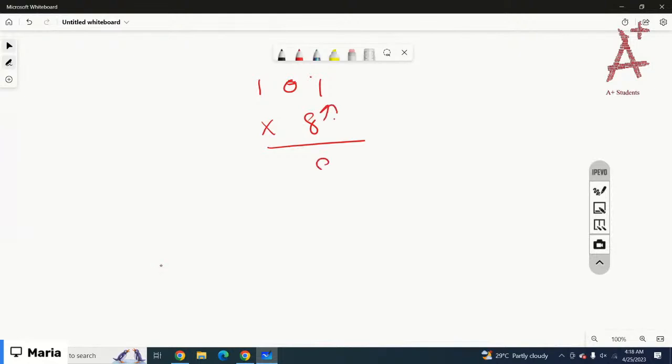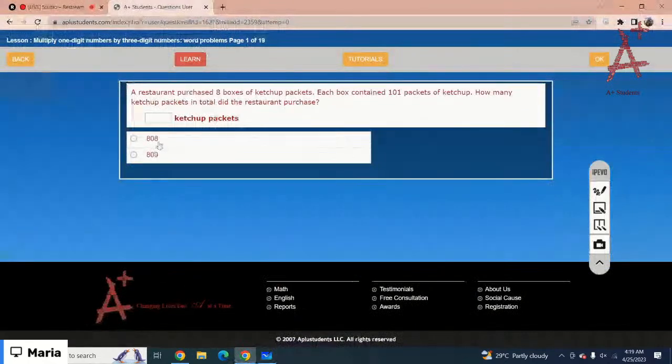8 times 1 is 8. 8 times 0 is 0. Then 8 times 1 is 8. So 101 times 8 equals 808. So the correct option is 808. Got it?